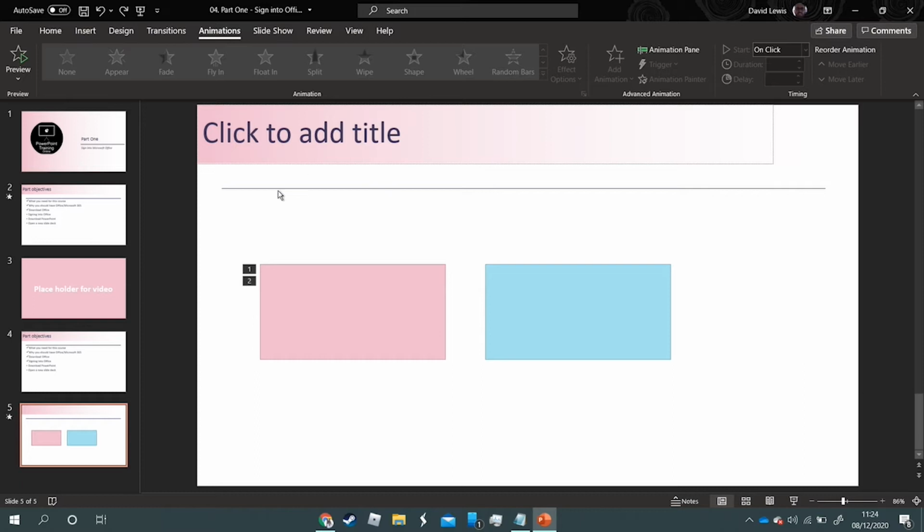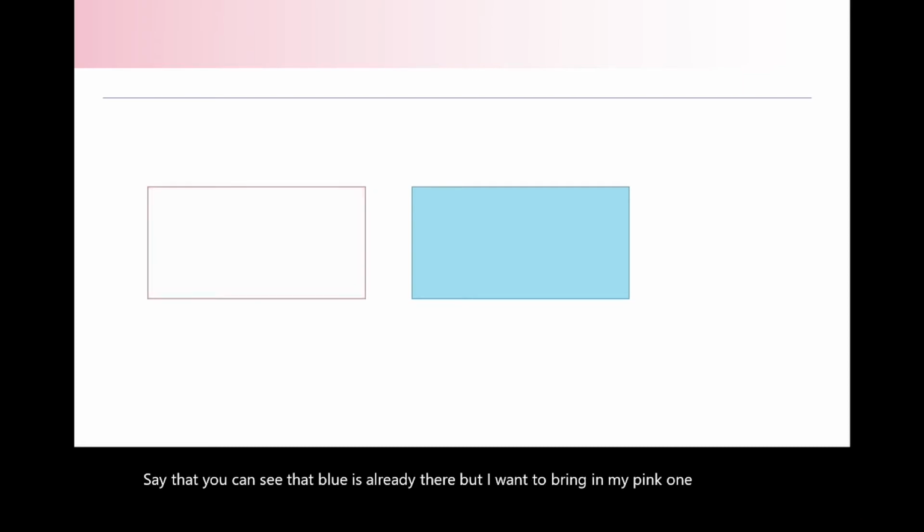So if I just press Shift F5 to play that, you can see that blue one's already there. But I want to bring in my pink one now. So I've got one, and then I've got two. Okay, so I have it so that it fades in, and then when I press it a second time, it flashes and then it disappears. That's fine.